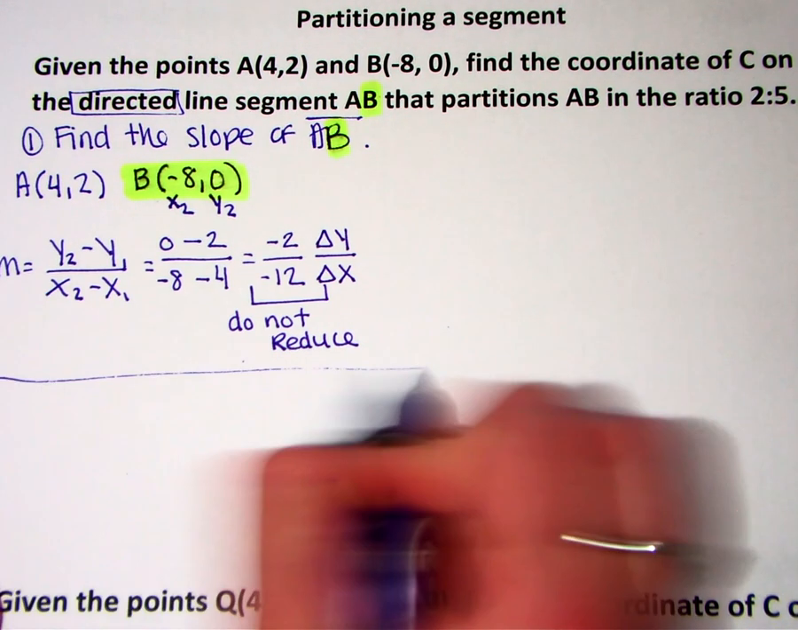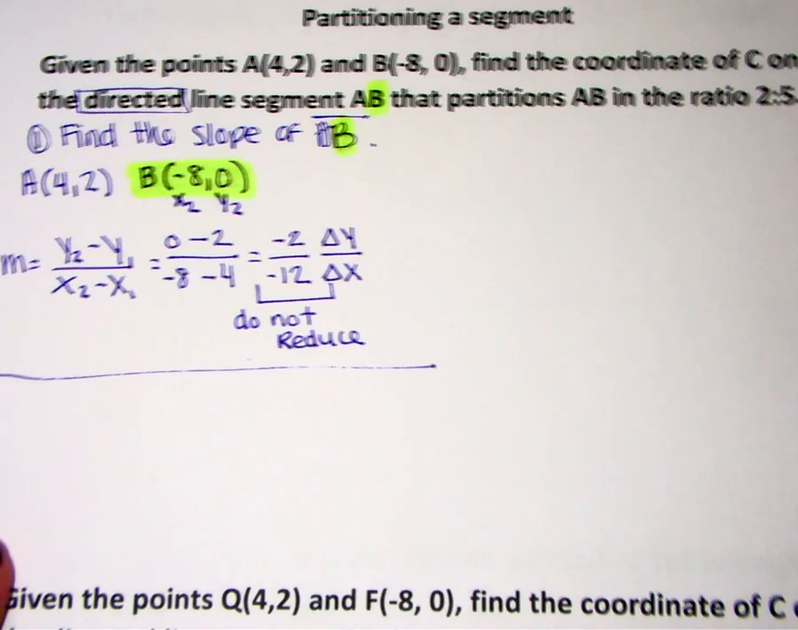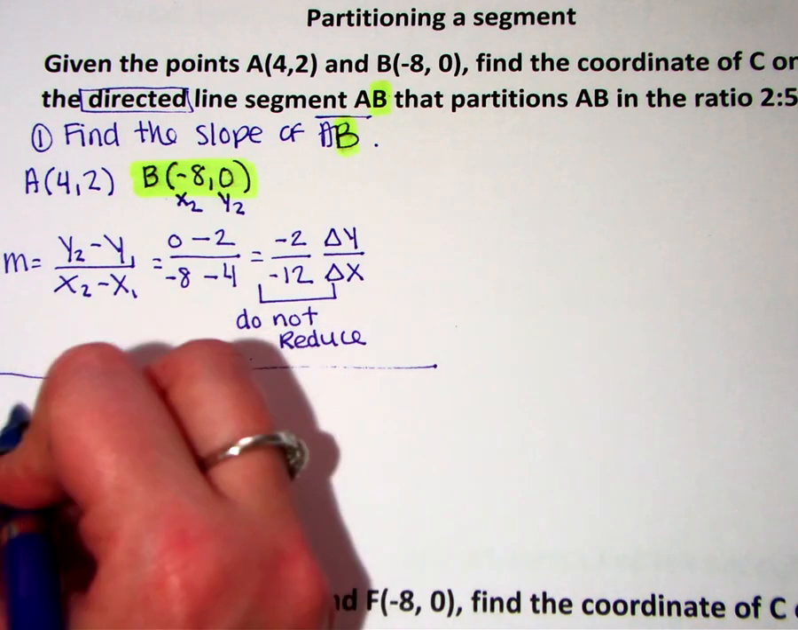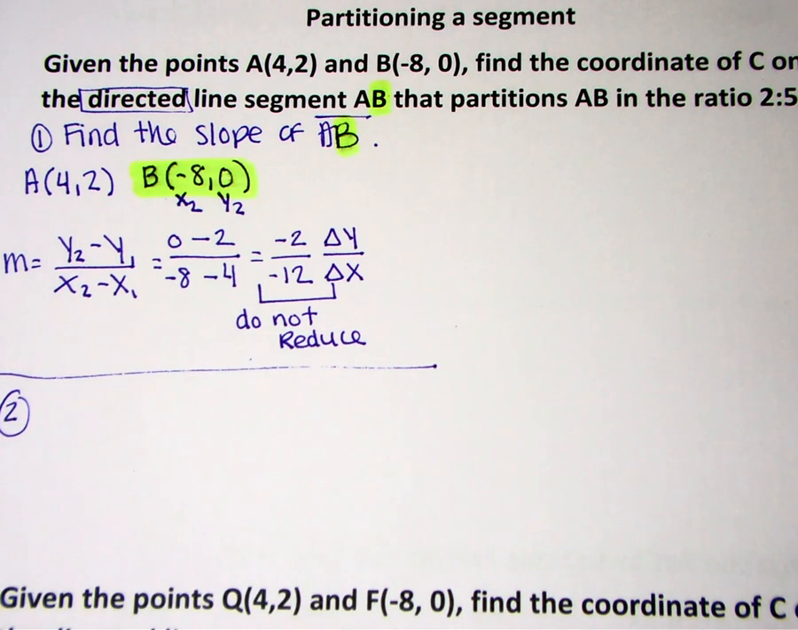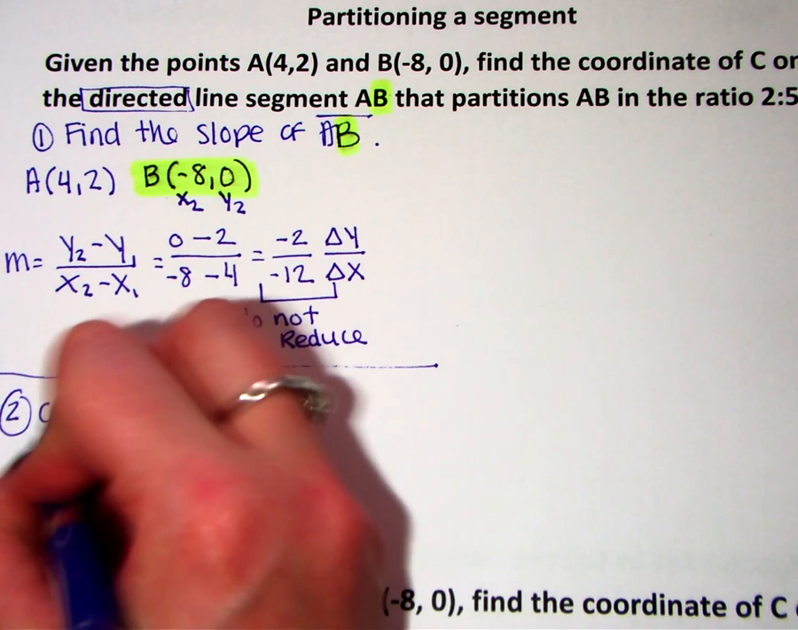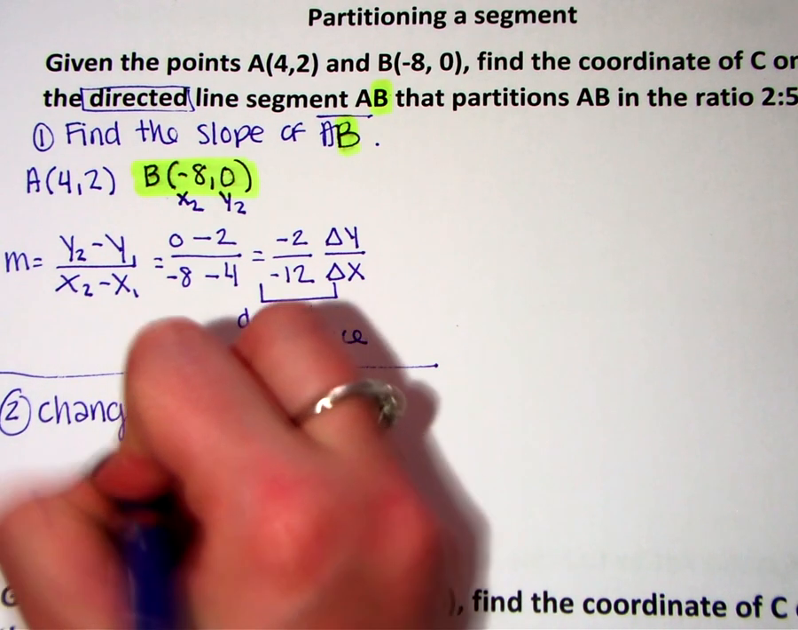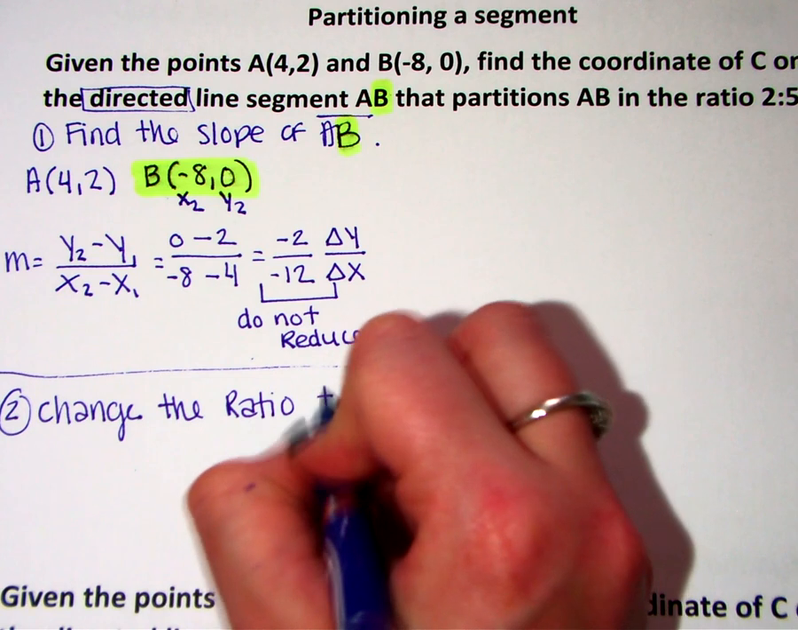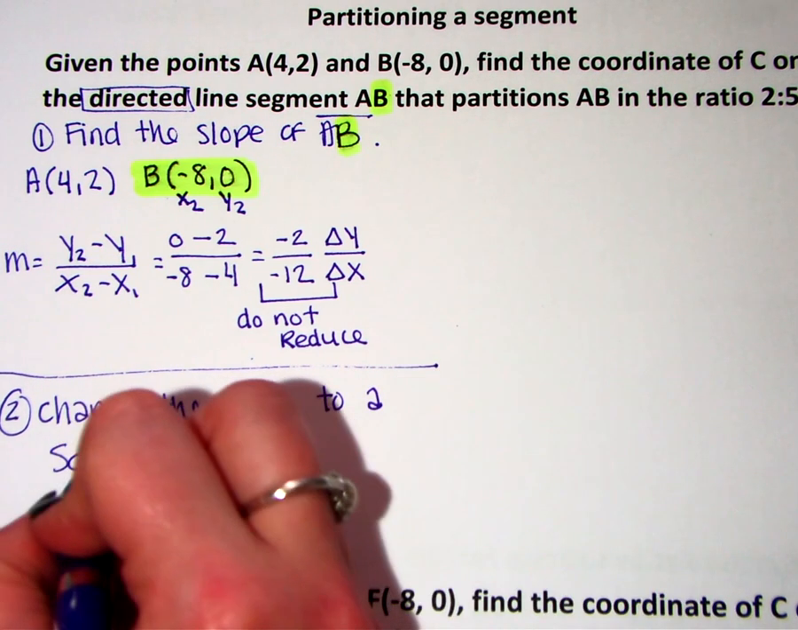I know that seems like a lot, but remember, I'm showing every single step. You don't need to show every step on your work. Step 2 is to change the ratio to a scale factor.